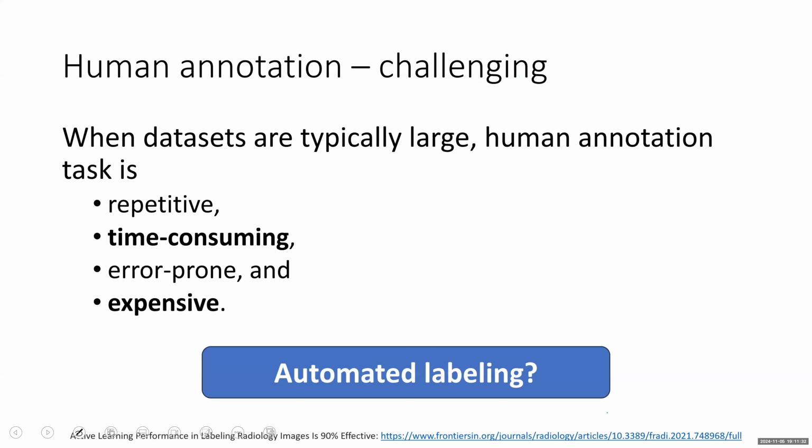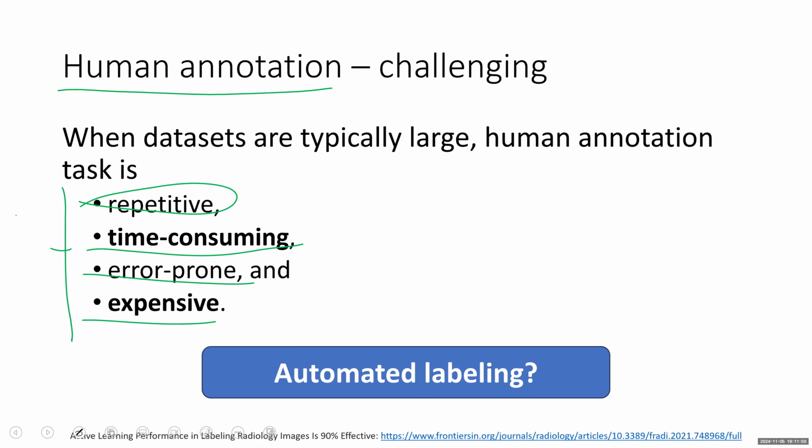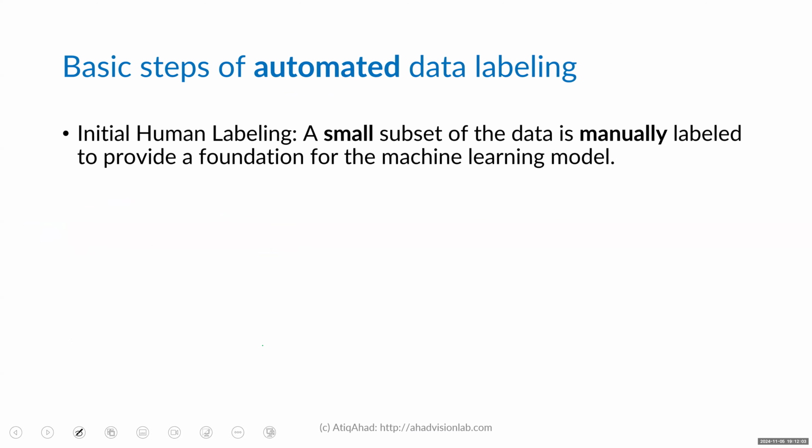Now, we notice that human annotations are extremely challenging, especially for the large amount of data typically needed in AI. It's repetitive and boring, time consuming, error prone, and expensive. If you forgot, look at the previous lecture, where we covered these issues in detail, how challenging human annotation can be. That's why we are looking for automated labeling.